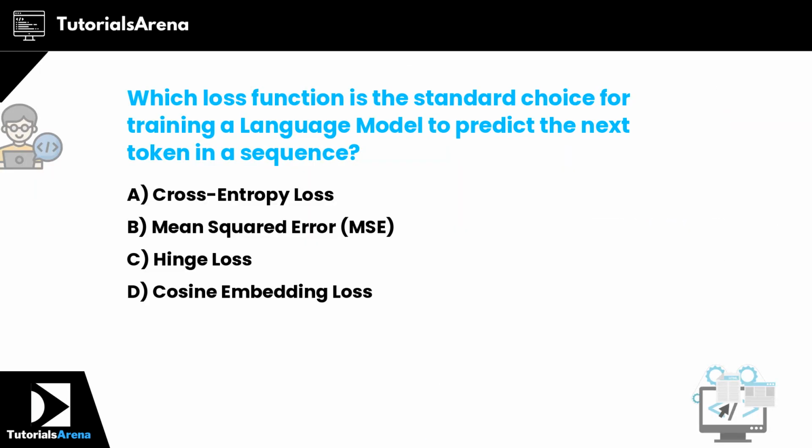Which loss function is the standard choice for training a language model to predict the next token in a sequence? The correct answer is option A, cross-entropy loss.